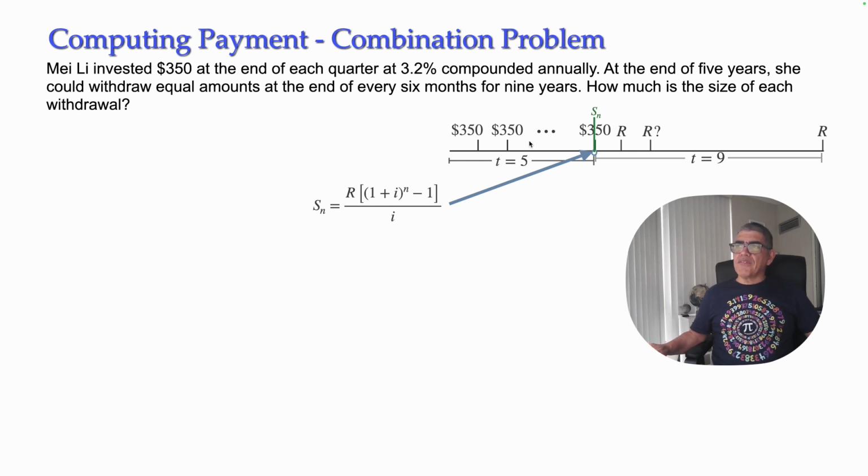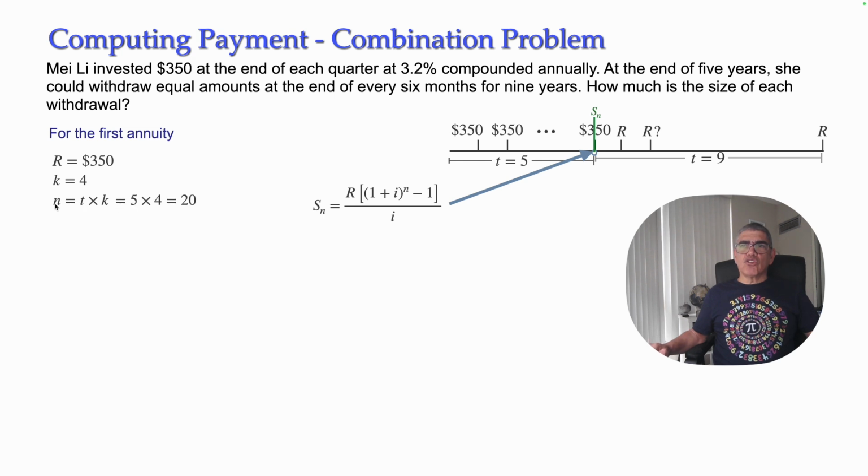Okay, so what we have here, the payment is 350. Let's take note of this for the first annuity. Payments are 350. And the number of payments per year: we noted that these payments are at the end of each quarter, so there are 4 payments per year. So type here that k, the number of payments per year, is 4. Obviously, because that happened for 5 years, the total number of payments on this first annuity is 20. So this 20 is going to be here, and this R, 350, will be here.